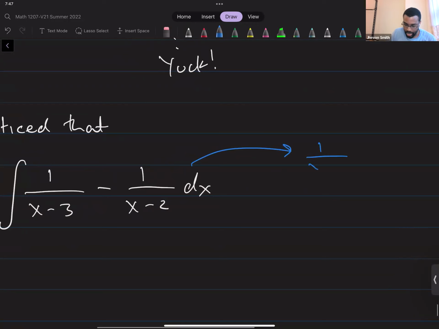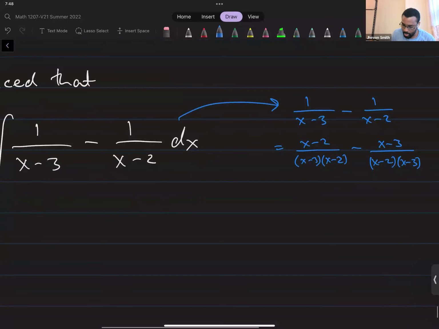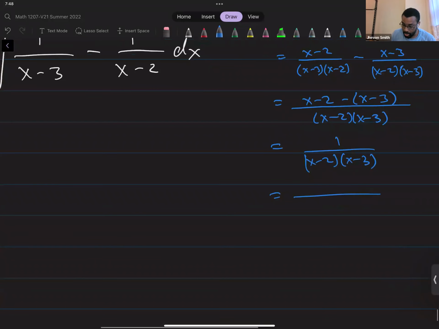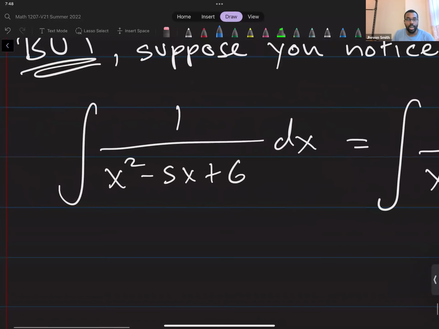So if I had 1/(x-3) - 1/(x-2), we would create a common denominator. So I multiply this by (x-2)/(x-2), and I would multiply this by (x-3)/(x-3). Then the denominator would just be (x-2)(x-3), and the top would be (x-2) - (x-3). That actually gives us 1/((x-2)(x-3)). If I multiply that out, I would get x²-3x-2x+6. So these two fractions actually add up to this fraction right here.